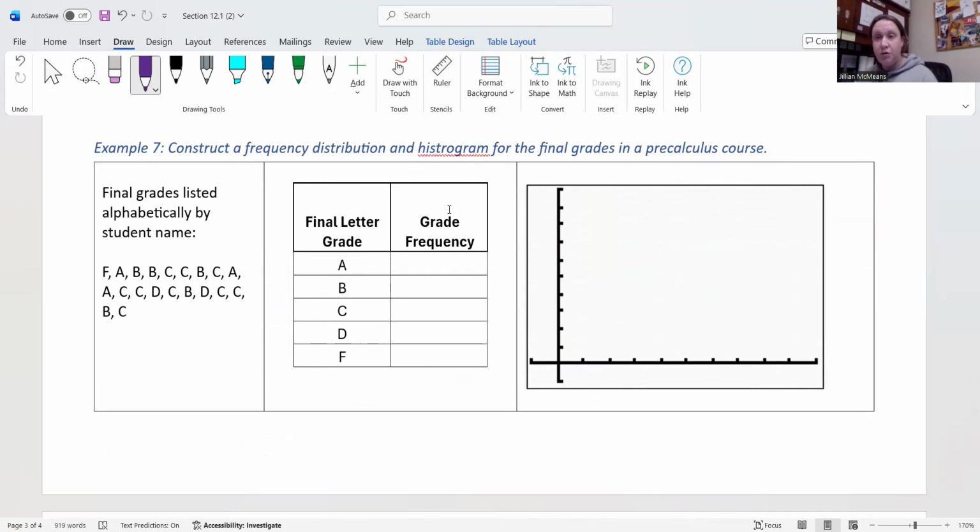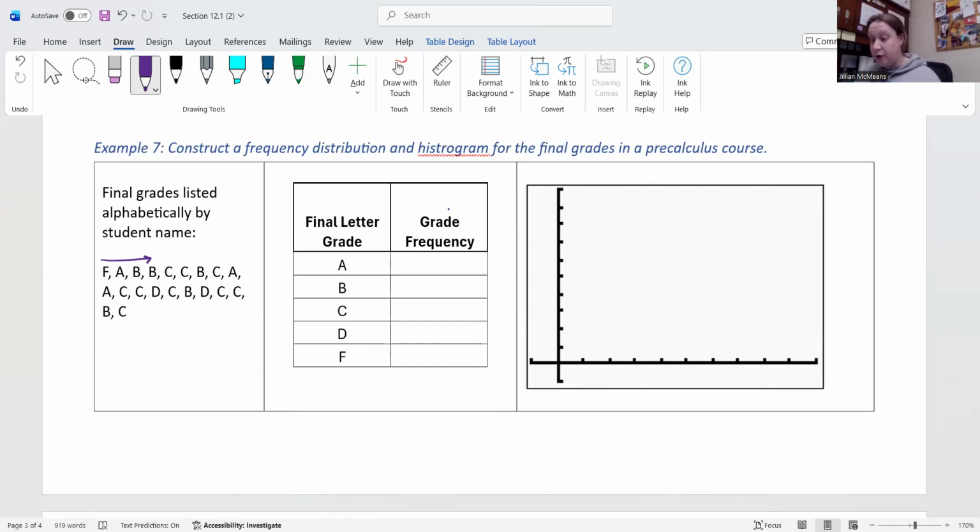Okay, so let's go through and figure out the frequency. And again, just to mix it up, let's go across the rows. So I'm going to go across the rows as I fill in my frequency distribution. Each time I see an item, I want to put a tick mark in my frequency distribution.